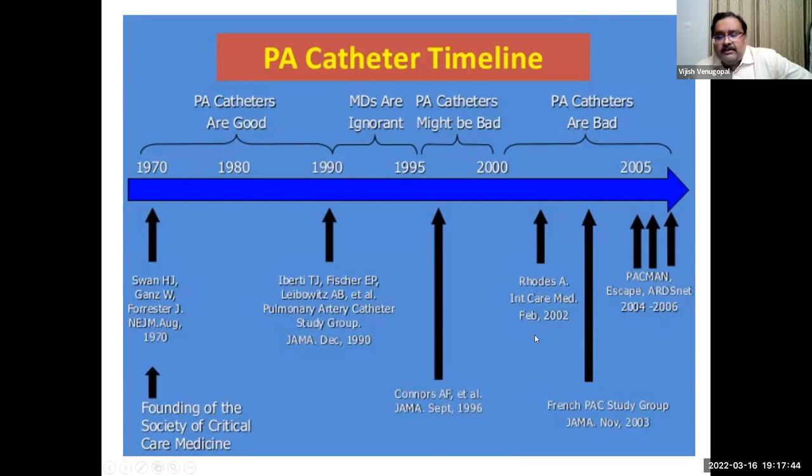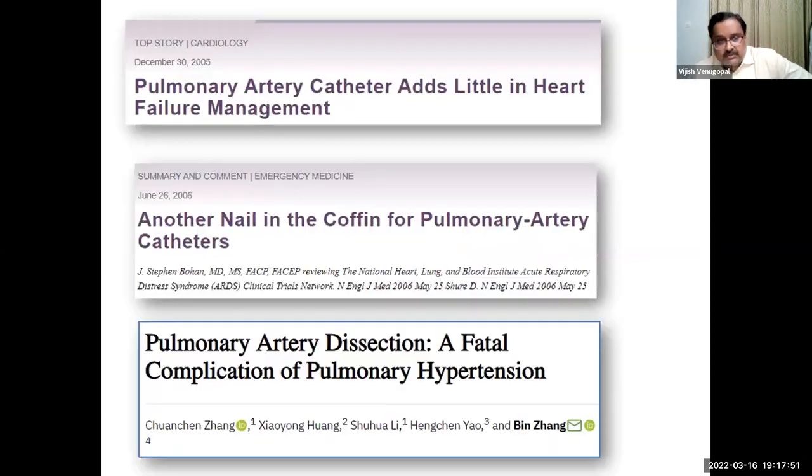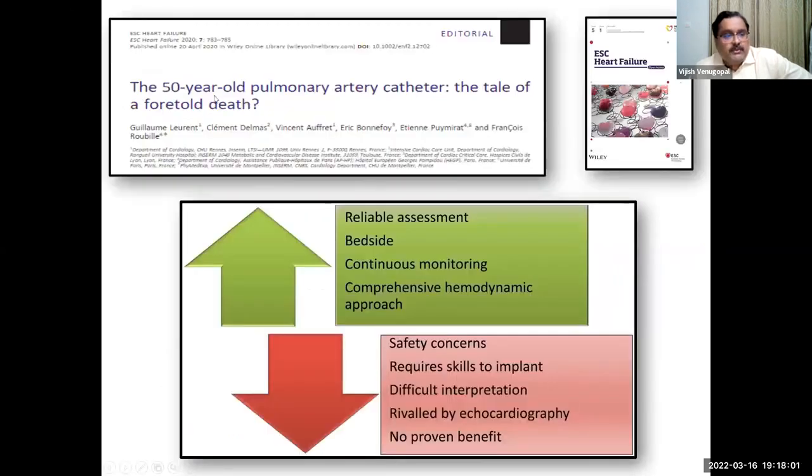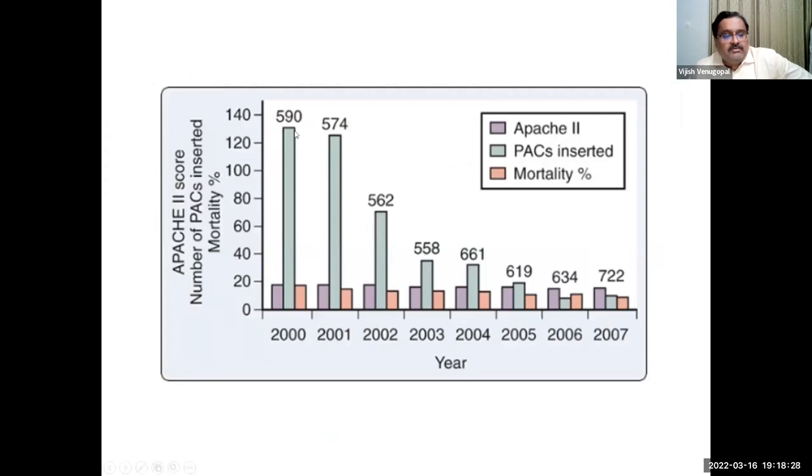But from 2000 onwards, with the PAC-Man trial and the ESCAPE trial, there were a lot of complications from PA catheters, and PA catheters fell into disrepute. And there were many publications suggesting that. And 50 years down the line, in 2020, there was an editorial in the European Society of Cardiology. They said that it's a very reliable assessment with bedside monitoring, with continuous monitoring and a comprehensive hemodynamic approach. However, because of safety concerns and it requires skills to implant and there is difficulty in interpretation, and because of the advent of ECHO, this is no more used in clinical critical care practice because there is no proven benefit. And if you look at the number of PACs inserted over the years, it has been coming down.